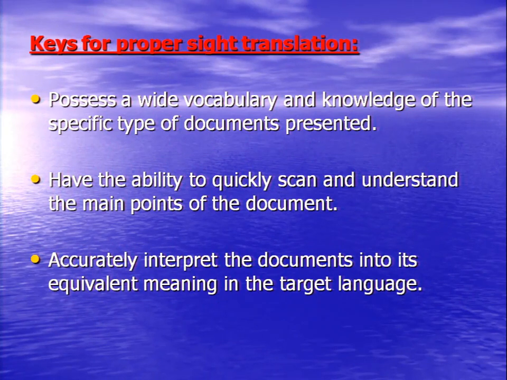Do you mind if we do a quick exercise, just for sight translation? I just want to share with you how that works.